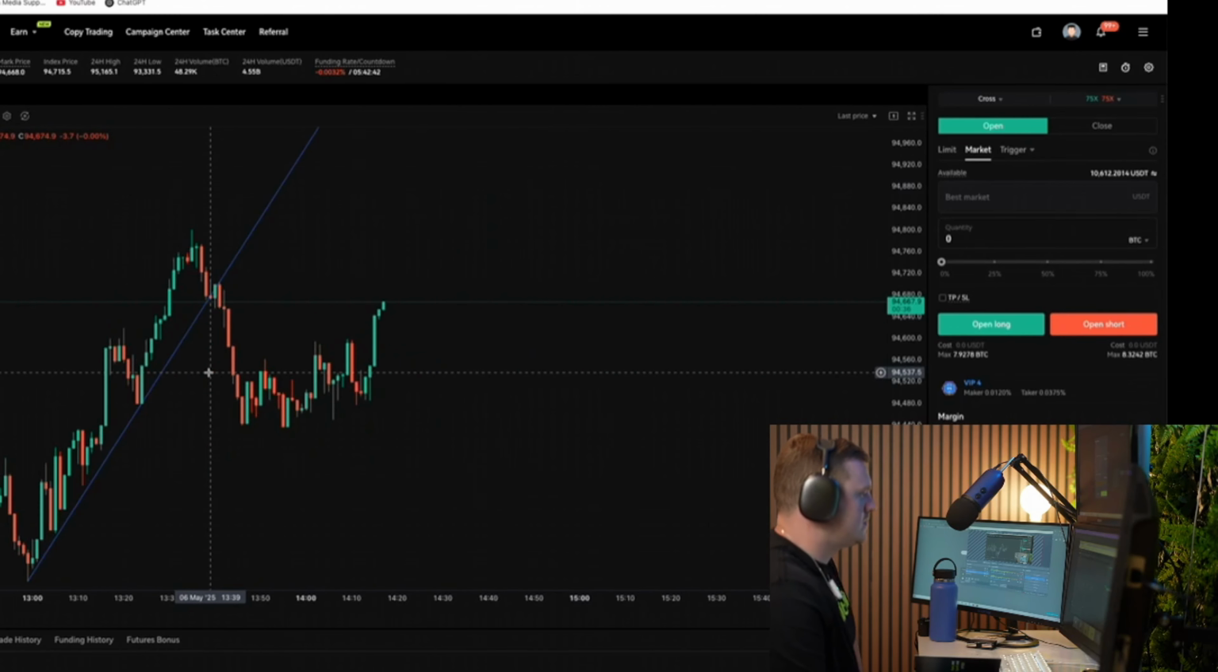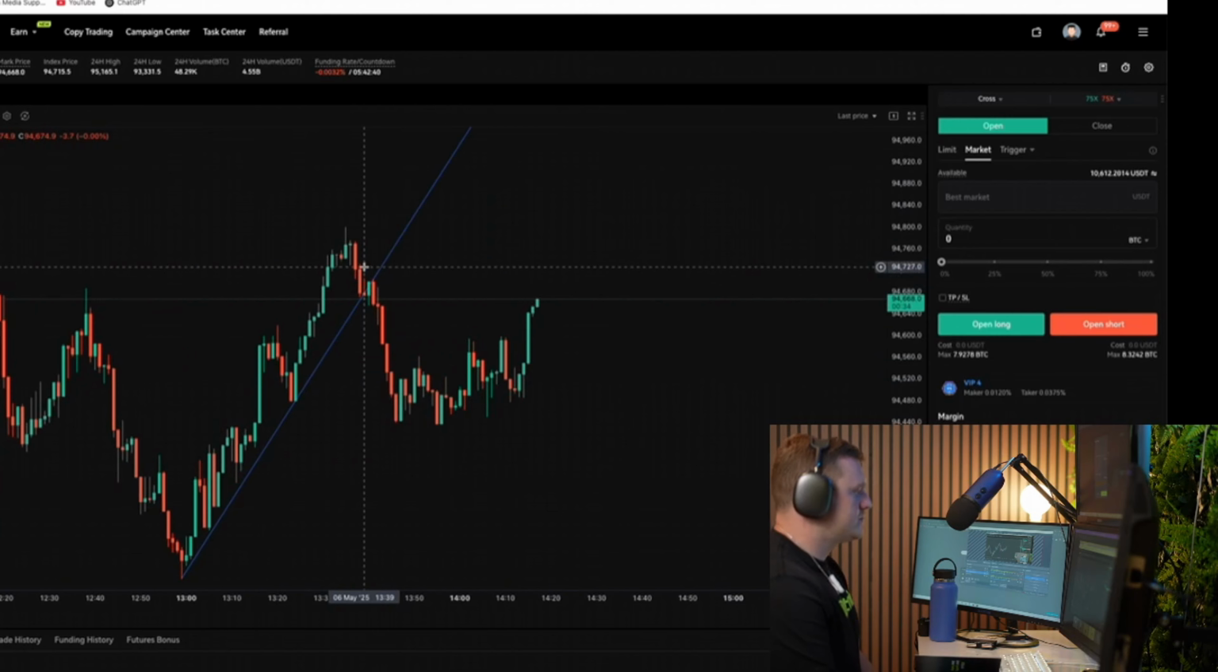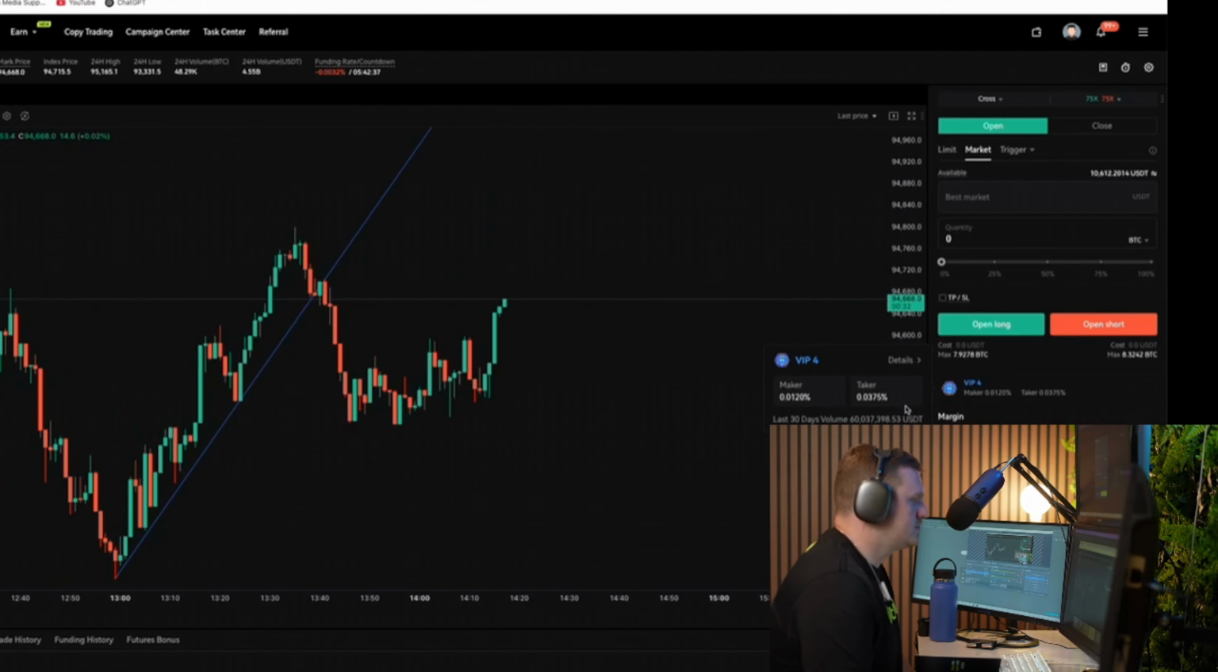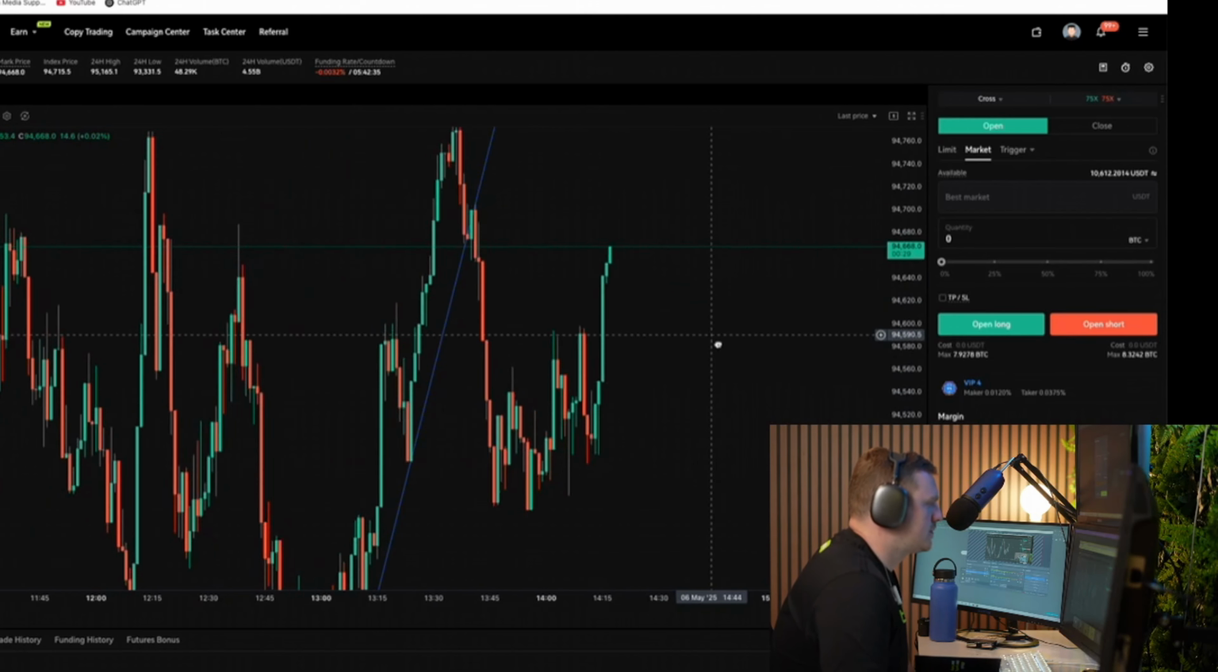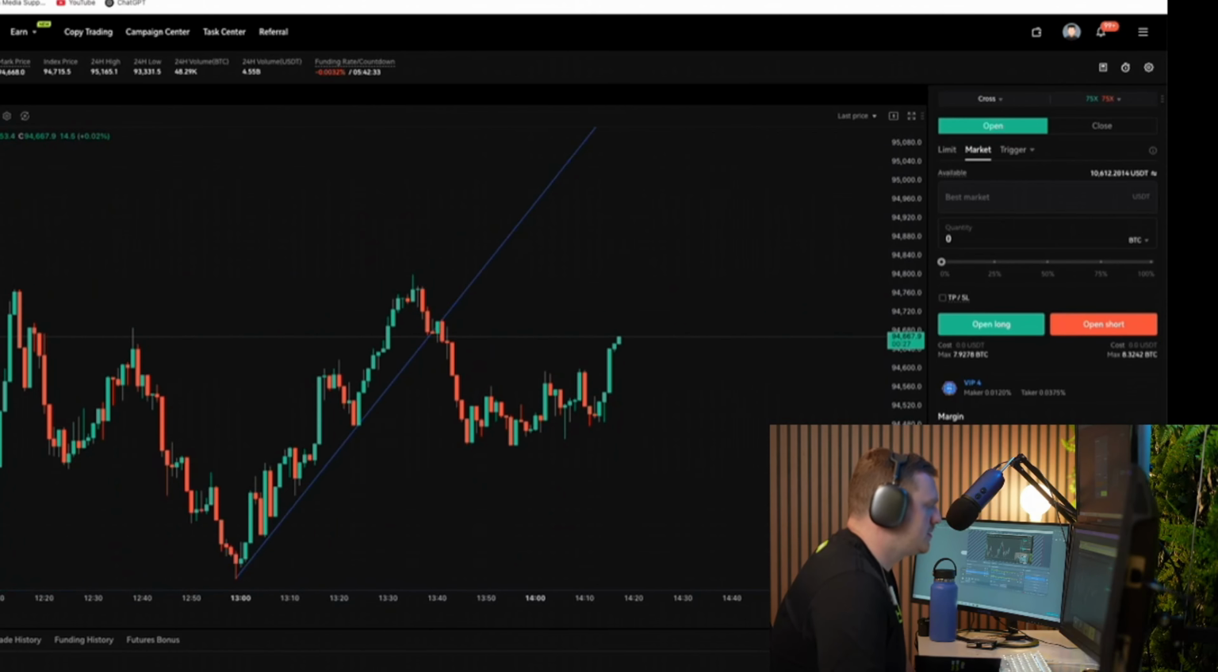I have to see it on here to be honest, because see how this is different? This exchange is different. It doesn't show the fair value gap because there is no fair value gap on this one.